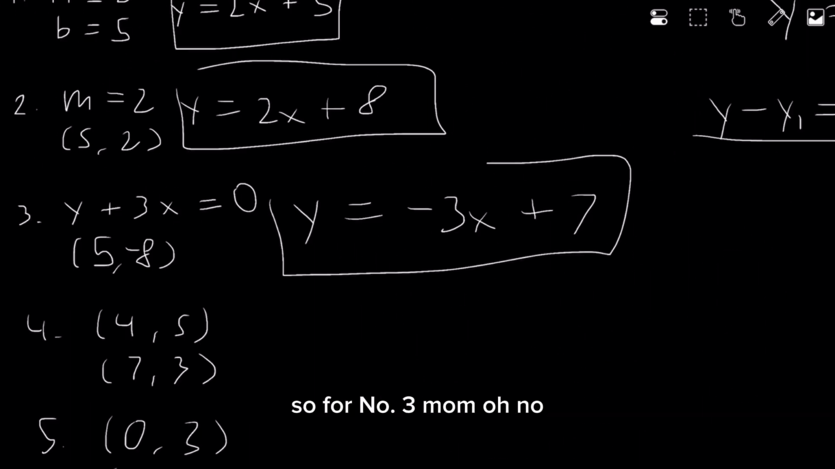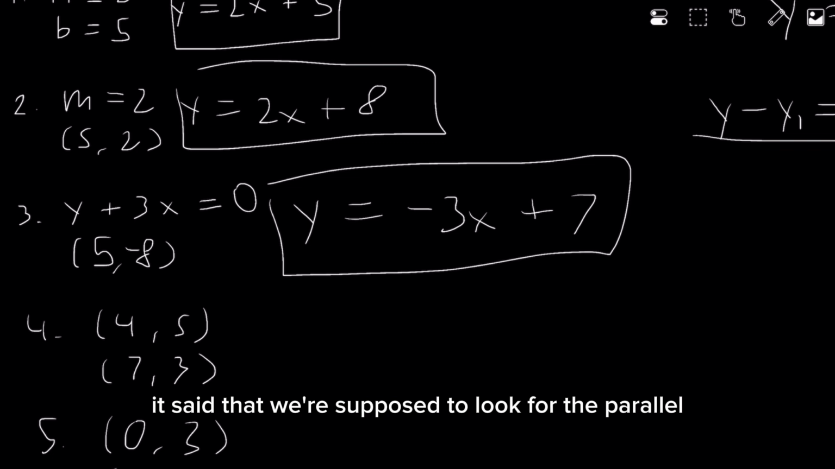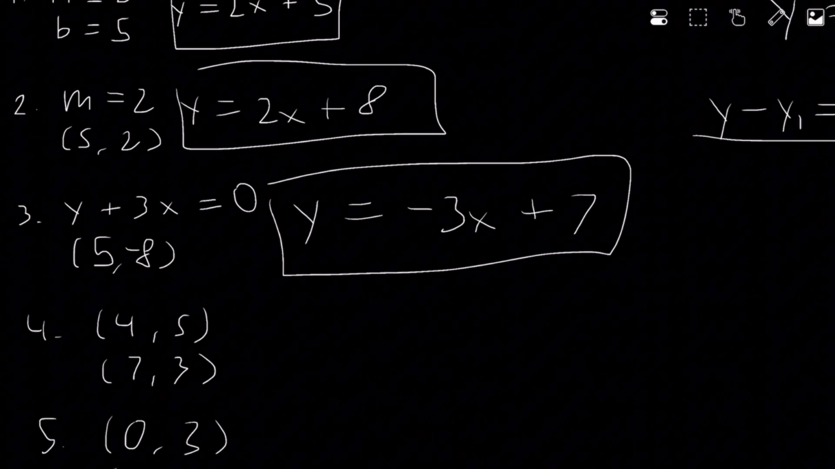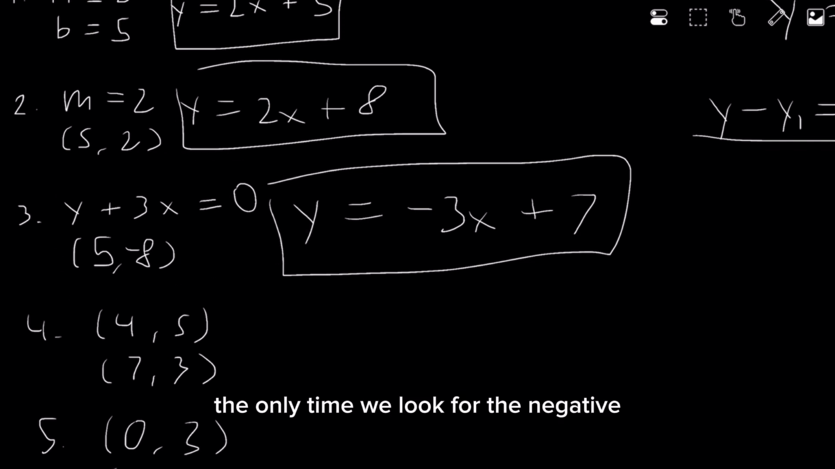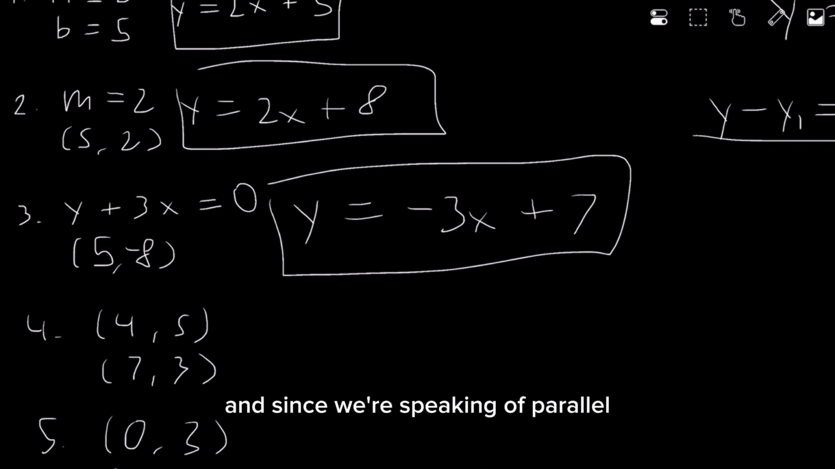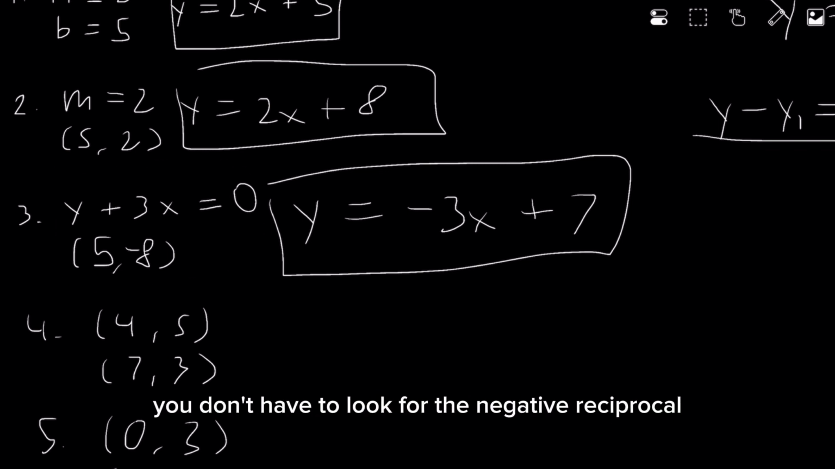In the board, it said that we're supposed to look for the parallel equivalent of these two. The only time we look for the negative reciprocal is when we're looking for the perpendicular form of these two. And since we're speaking of parallel, you don't have to look for the negative reciprocal.